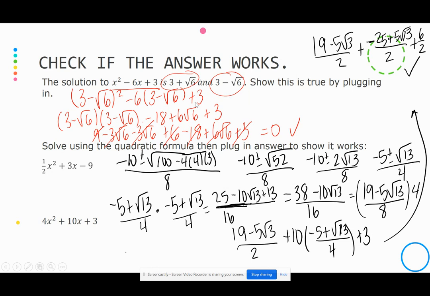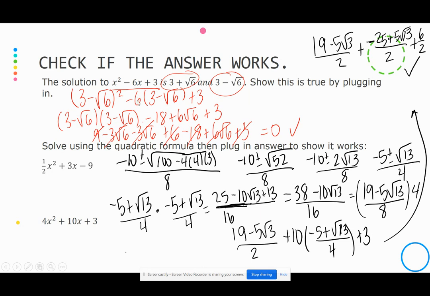But if we do the negative, we plug it in to the x. And we get 3 minus the square root of 6, 3 minus square root of 6 plus 3. We know that this means we have to FOIL. So 3 times 3 is 9. 3 times negative square root of 6 is negative 3 square root of 6. Same thing here. And this becomes plus 6.